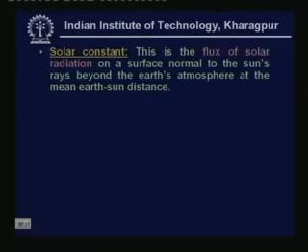Now let me define what is known as a solar constant. A solar constant is the flux of solar radiation on a surface normal to the sun's rays beyond the Earth's atmosphere at the mean Earth-Sun distance. Okay, it is important to understand this definition. It is nothing but the solar radiation per unit surface which is kept normal to the sun's rays and which is kept beyond the Earth's atmosphere, and at the mean Earth-Sun distance.